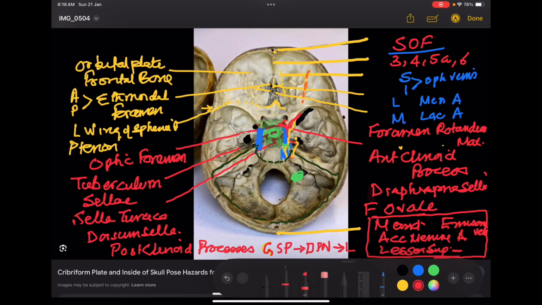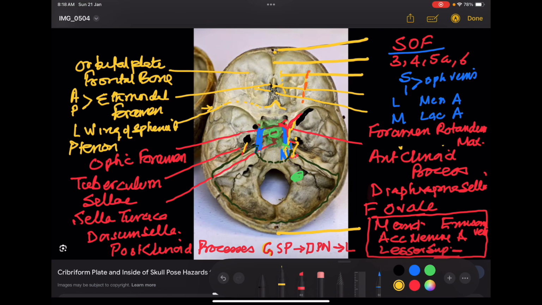The lesser superficial petrosal nerve arising from a foramen under the trigeminal ganglion would go into this foramen ovale, will hike onto the mandibular nerve, then the auriculotemporal nerve, and will supply the parotid.